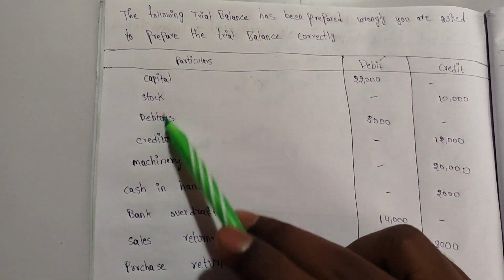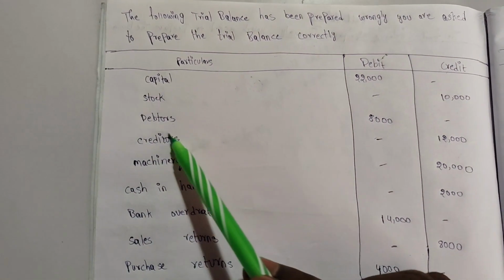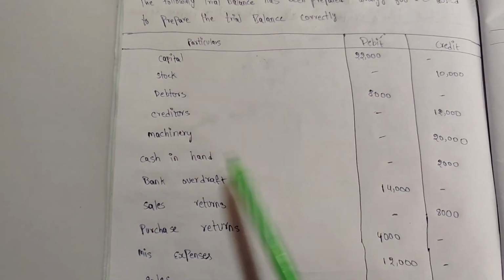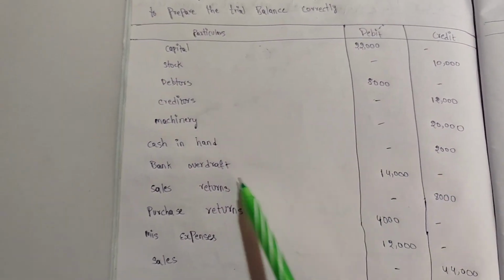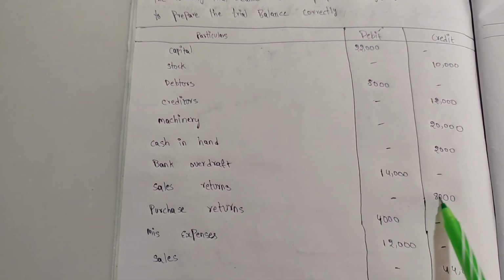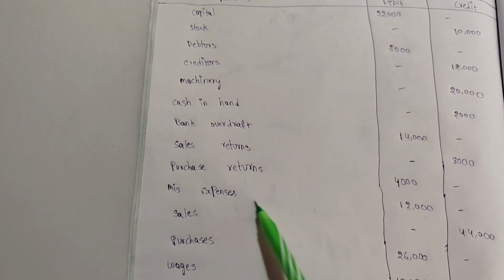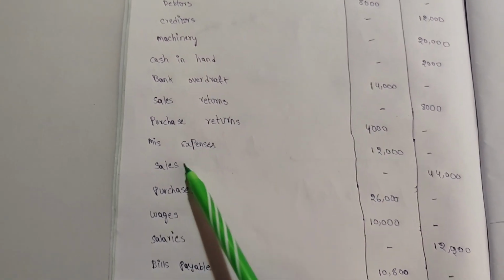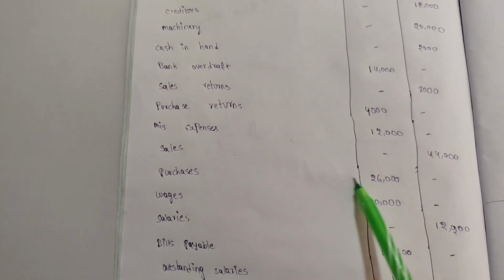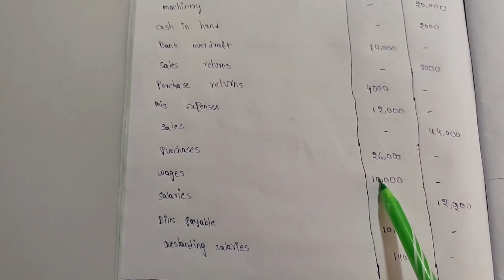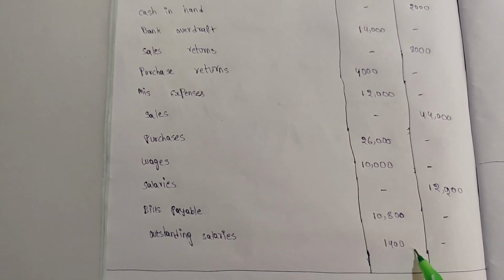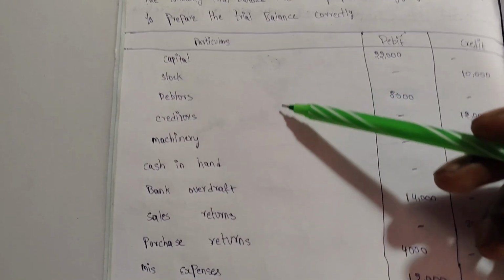Stock credited. Stock is an asset, so stock should be debited. Debtors 8,000. Creditors 12,000. Machinery 20,000 credited. Cash 2,000 credited. Bank overdraft 14,000 debited. Sales returns 8,000. Purchase returns 4,000. Miscellaneous expenses 4,000. Sales 12,000. Purchases 44,000. Wages 26,000. Salaries 10,000. Bills payable 10,800. Outstanding salaries 1,400. So let us correct all these at once.